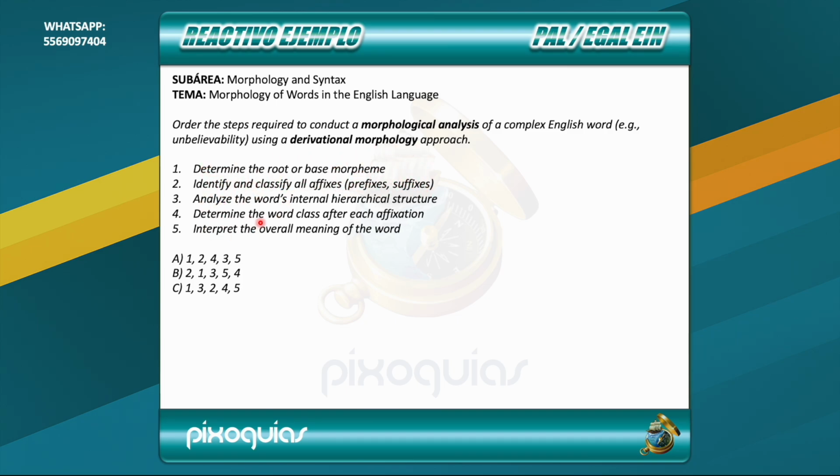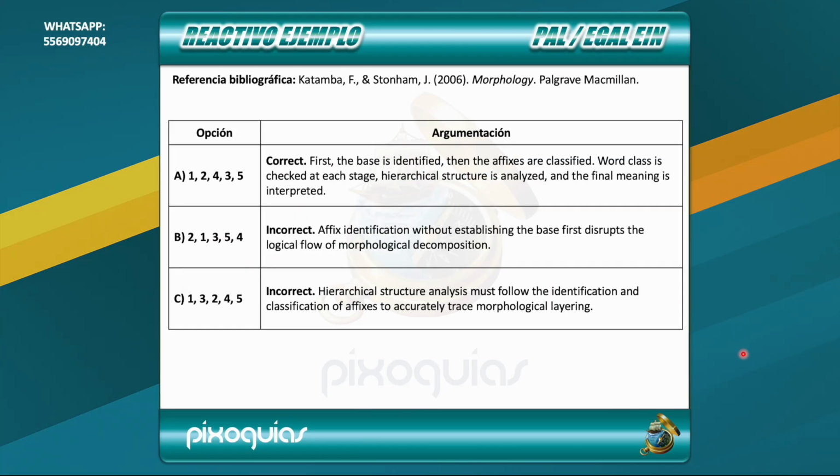4. Determine the word class after each affixation. 3. Analyze the word's internal hierarchical structure. And 5. Interpret the overall meaning of the word. Correct answer is A. The sequence is correct because first the base is identified, then the affixes are classified, and the word class is checked at each stage. Hierarchical structure is analyzed, and the final meaning is interpreted.